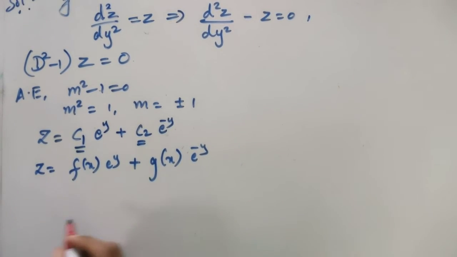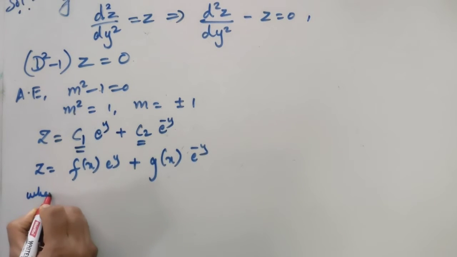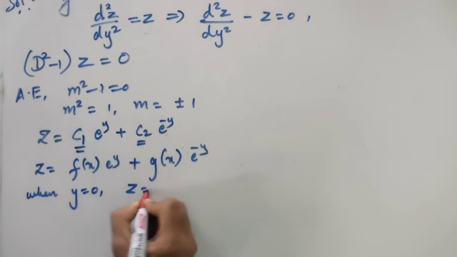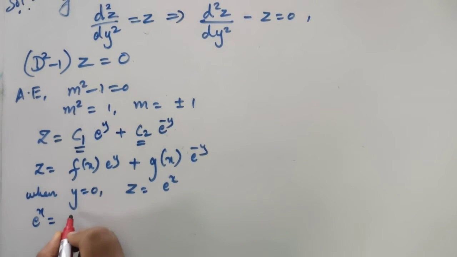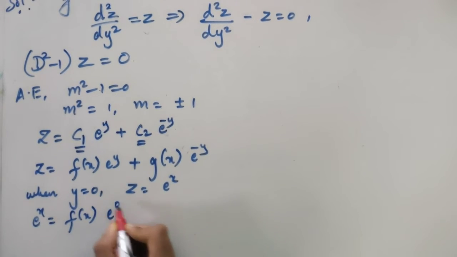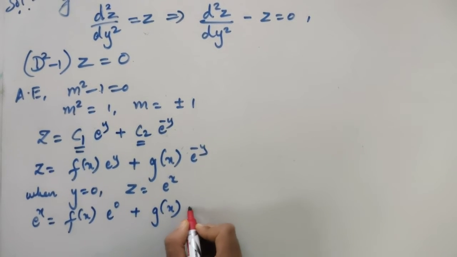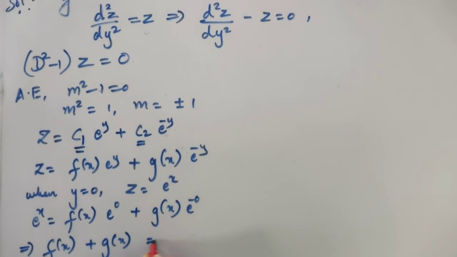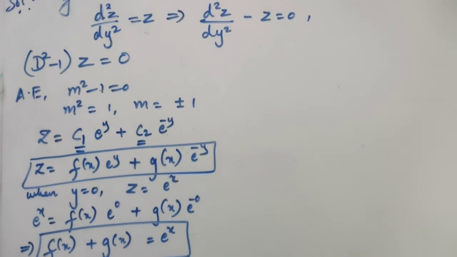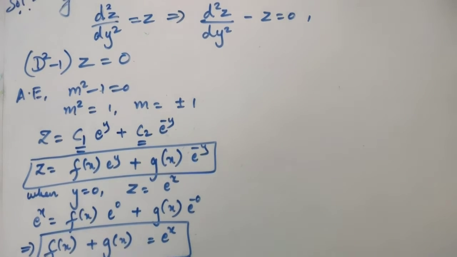Now we are given that when y is equal to 0, z is equal to e to the power x. So use it. What do you get? e to the power x is equal to f of x times e to the power 0 plus g of x times e to the power minus 0. e to the power 0 or minus 0 is 1. So you get the equation f of x plus g of x is equal to e to the power x. Write this one. Later we have to work out f of x and g of x and substitute in this answer. For now we have one equation, f of x plus g of x is equal to e to the power x, from the first given condition.